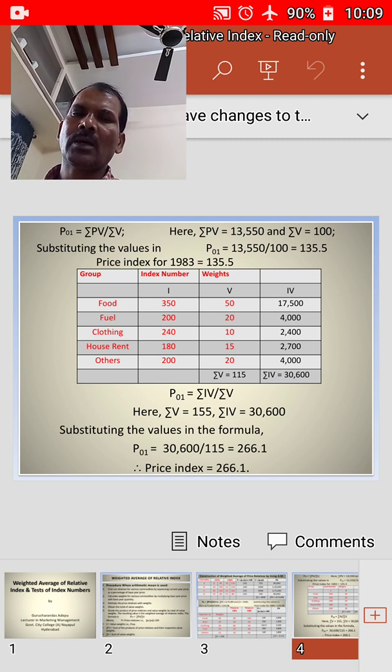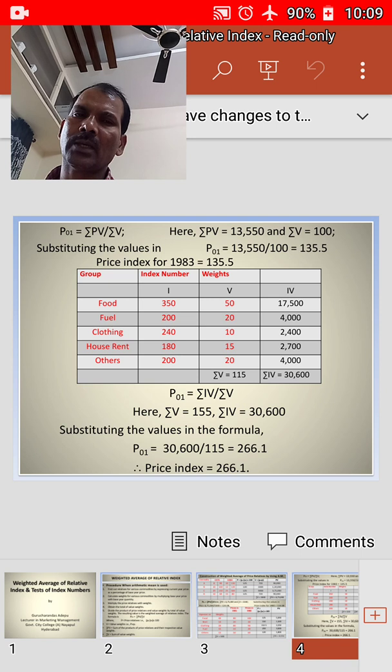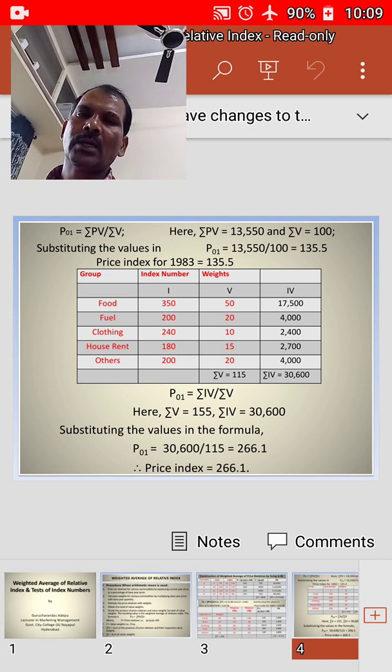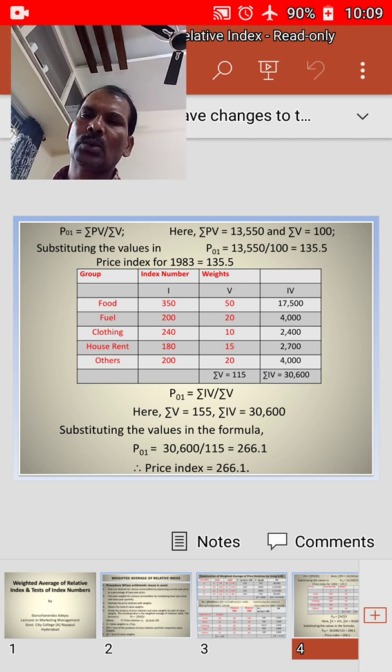Now see, we require according to the given formula, P01 is equal to sigma IV by sigma V. Hence we need to find out IV. I into V, that is index number into weights, that is 350 into 50 is equal to 17,500. 200 into 20 is equal to 4,000. 240 into 10 is equal to 2,400. 180 into 15 is equal to 2,700. 200 into 20 is equal to 4,000. Then sigma IV is equal to, if you sum up all these, 30,600 you will get. Okay, whereas sigma V is also required. Hence, if you add all the values of V, the weights, that is sigma V is equal to 115.